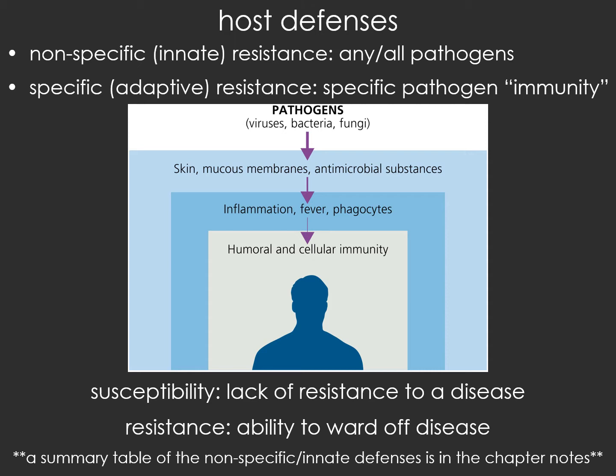Another couple of terms that we want to keep in mind as we talk about host defenses is susceptible and resistance, which we did talk about in Chapter 14. Remember, susceptible individuals can contract a disease because they are not resistant to that disease, whereas resistant individuals will not contract a disease because their defenses are able to ward off the disease prior to any disease syndrome being established. Now, in your lecture notes, if you're in the habit of printing them out, you will find a summary table of the nonspecific and innate defenses, which we're going to be going over in Chapter 16.